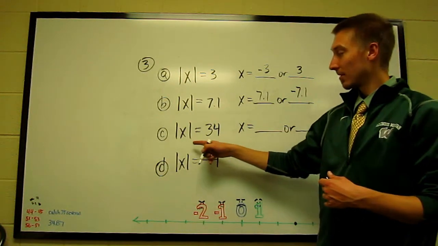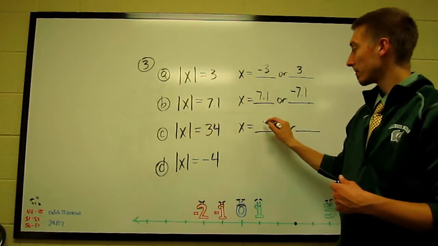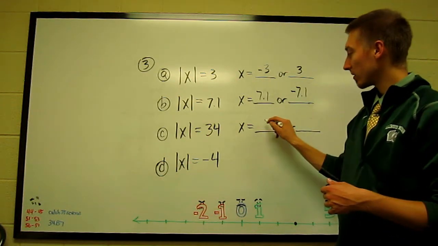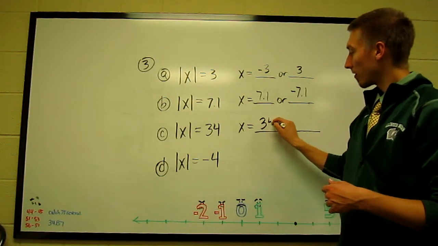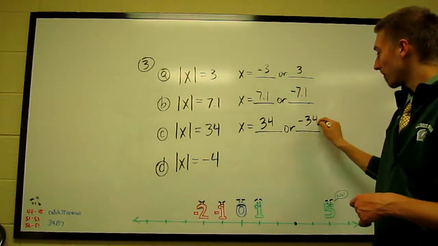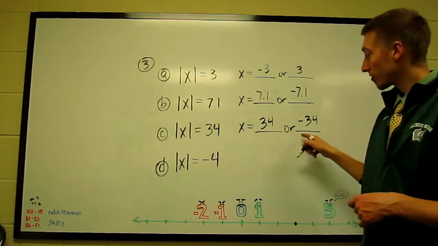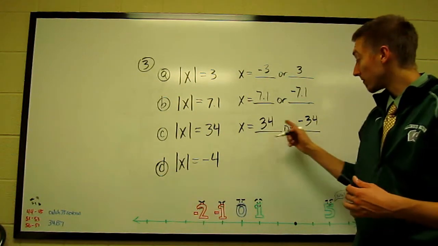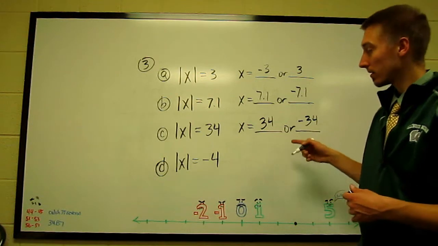For C, the absolute value of x equals 34. So hopefully you're starting to see the pattern. X can equal 34. X can also equal negative 34. And it doesn't matter what order you put them in. You could say negative 34 or 34. Doesn't matter.